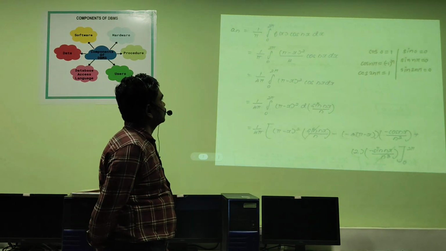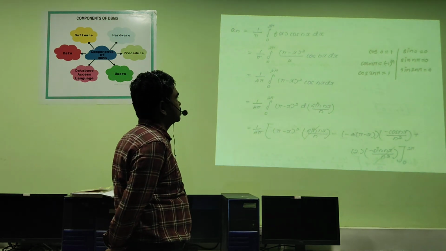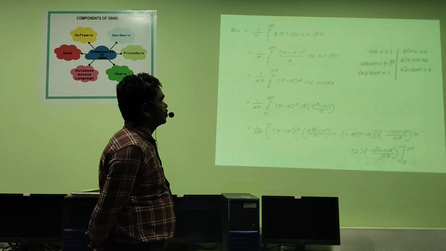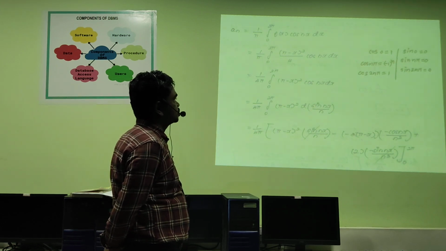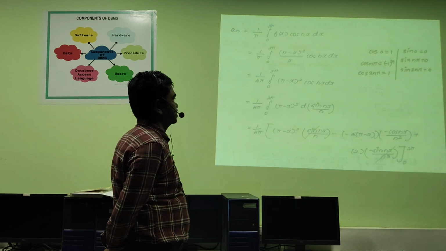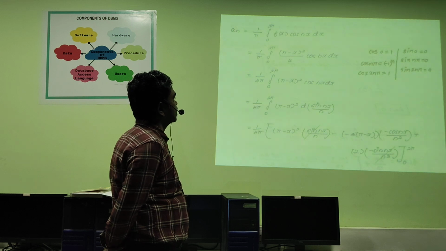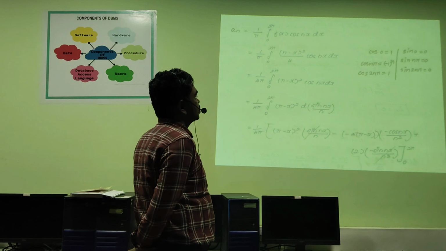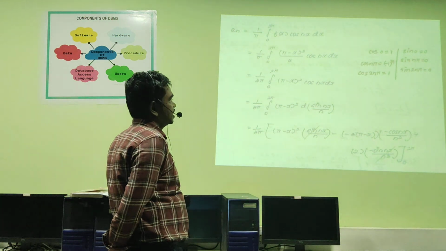We can now find out the Fourier coefficient a n. The formula is 1 by pi integral 0 to 2 pi f of x cos nx dx. Therefore equal to 1 by pi integral 0 to 2 pi. Using the value of f of x, which is (pi minus x) whole square by 4, cos nx dx. The 4 is a constant, so taken outside. So equal to 1 by 4 pi integral 0 to 2 pi (pi minus x) whole square cos nx dx.